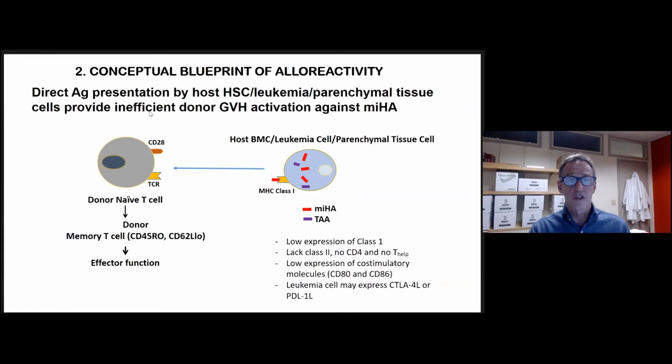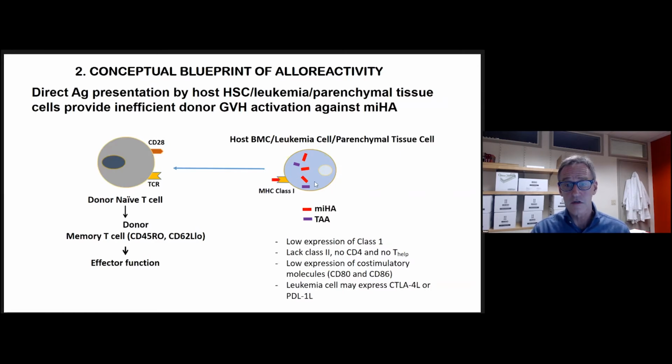The next series of slides will show a conceptual blueprint of alloreactivity. What I show here is that direct antigen presentation by a host cell, whether it's a host bone marrow cell, a host leukemia cell, or a host parenchymal tissue cell, provides a very inefficient donor graft versus host activation. On the left is a cartoon of a naive donor T cell that's infused on day 0. I wrote naive because that has a very broad TCR repertoire, whereas the memory T cell compartment has a very narrow T cell repertoire and is much more limited in its ability to be engaged.